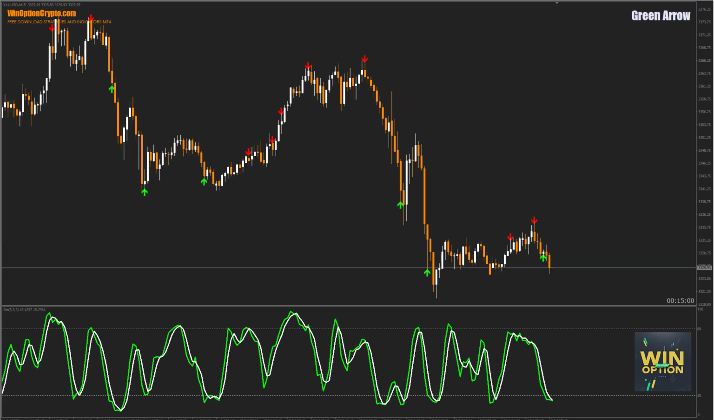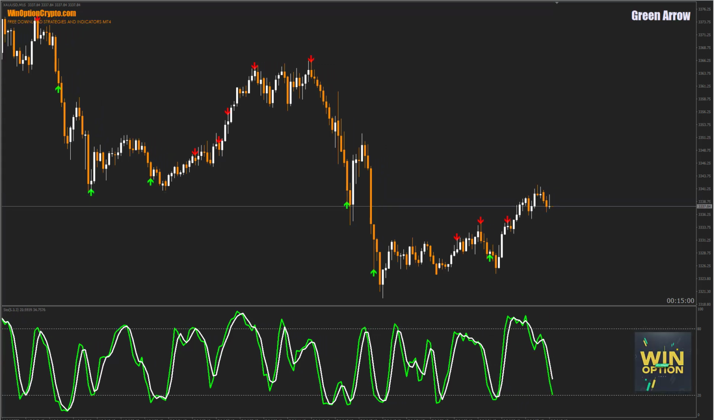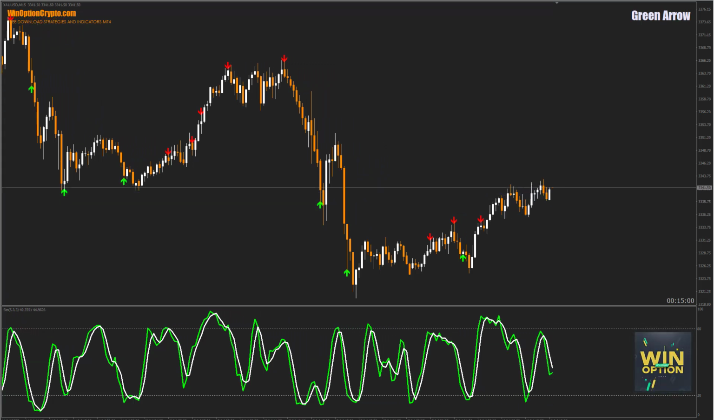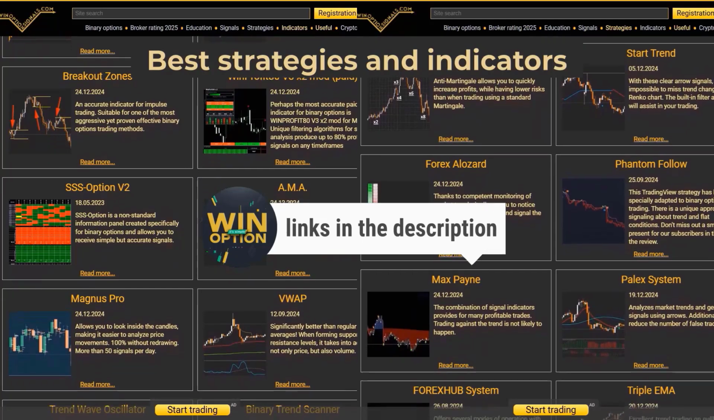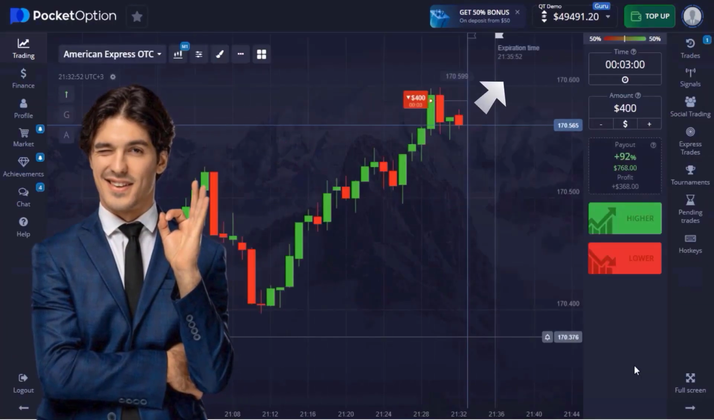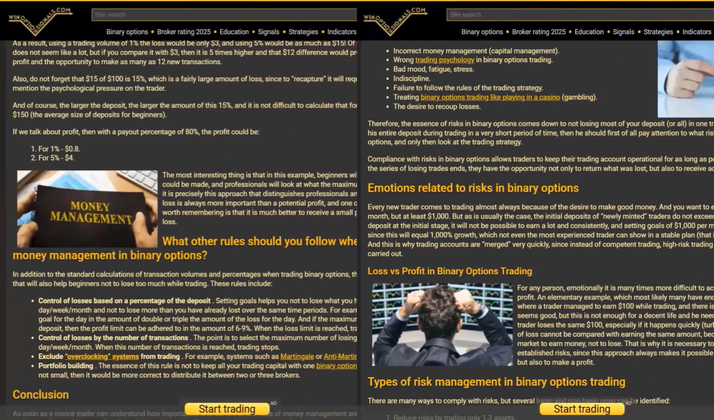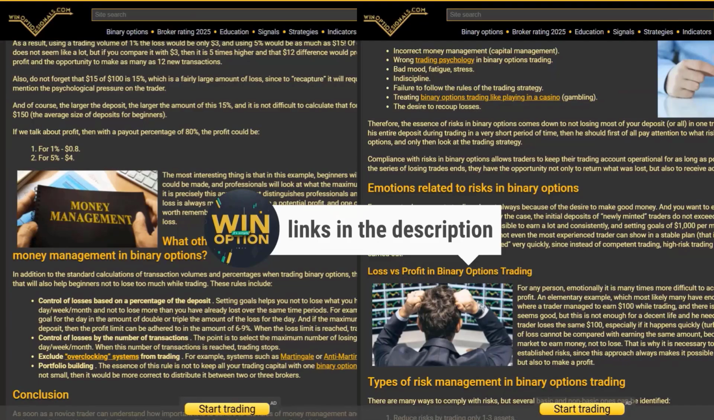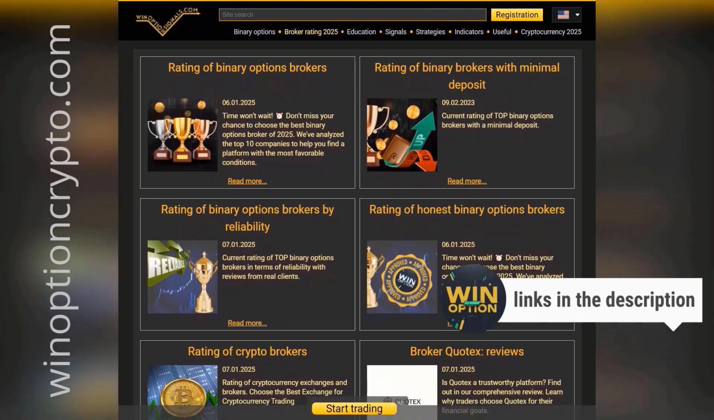Overall, the green arrow binary options strategy generates numerous trading signals without repainting, and the built-in filter helps eliminate false entries, increasing the reliability and effectiveness of trading. And remember, any strategy or indicator is only a tool that requires proper use. Always test and verify the indicator on a demo account and on historical data, while following sound risk and money management principles.